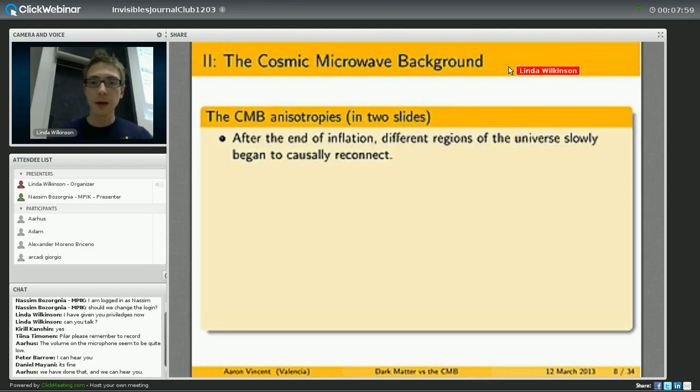So the CMB, as we all should know, is this uniform black body surface that we observe in the sky that corresponds to, well, it was emitted at a temperature of about 3000 Kelvin when photons and baryons decoupled as the universe cooled at a redshift of about 1100. And the temperature today is about 2.7 Kelvin.